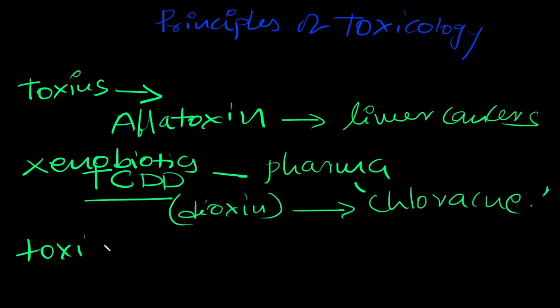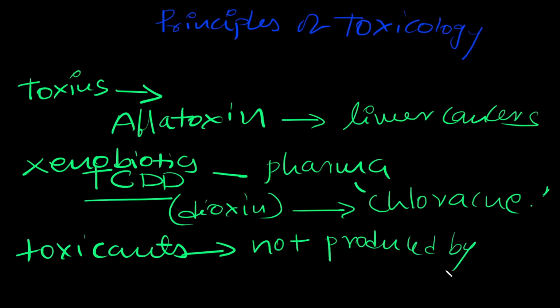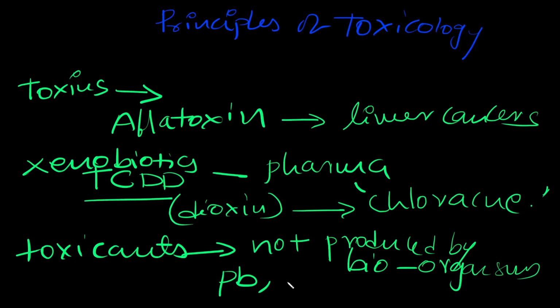Toxicants are the poisons that are not produced by biological organisms. For example, lead is a toxicant, polyaromatic hydrocarbons is a toxicant, or arsenic is a toxicant. So the difference is very obvious. Toxins are produced by biological organisms, so toxicants are either man-made or naturally occurring, but they are not produced by biological organisms.